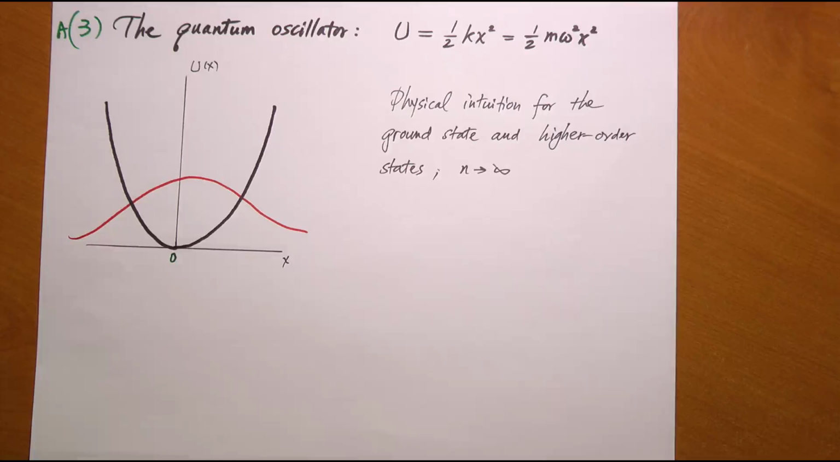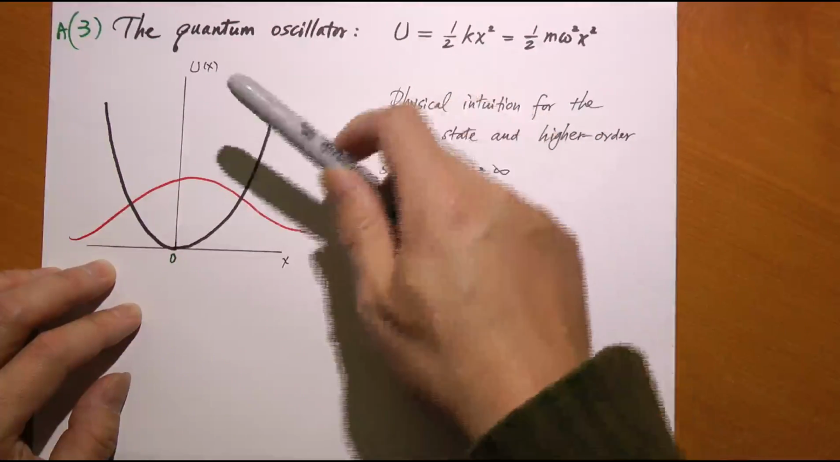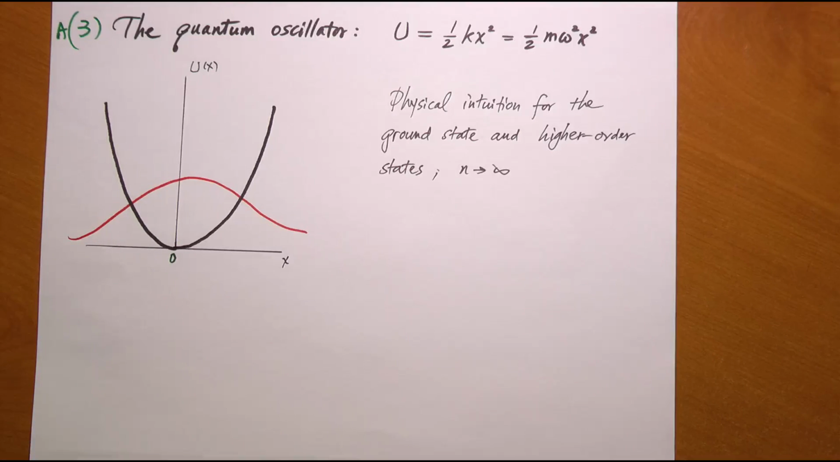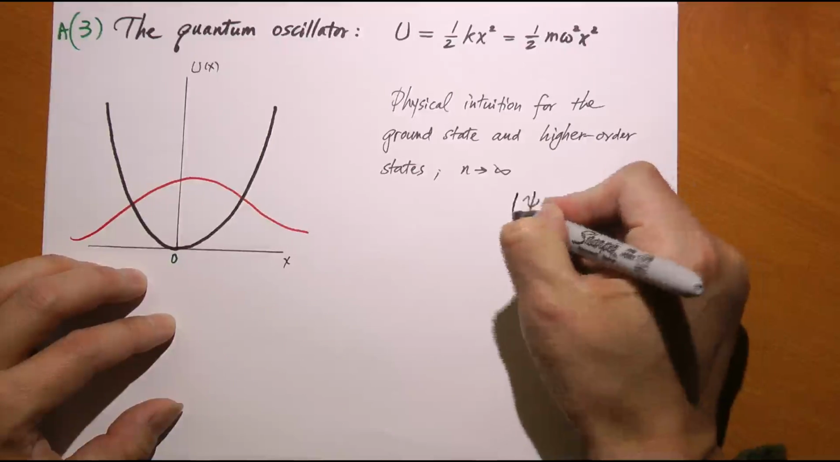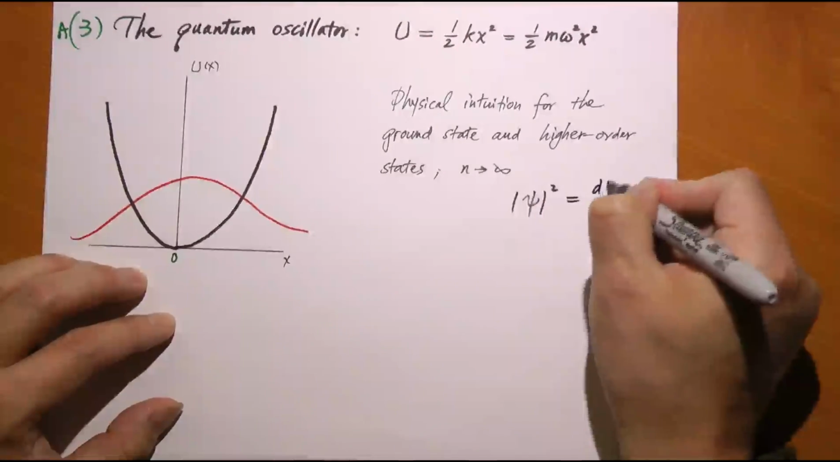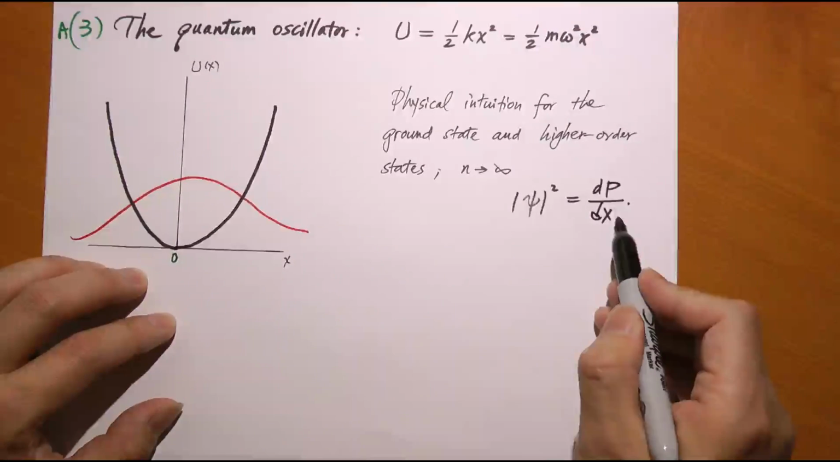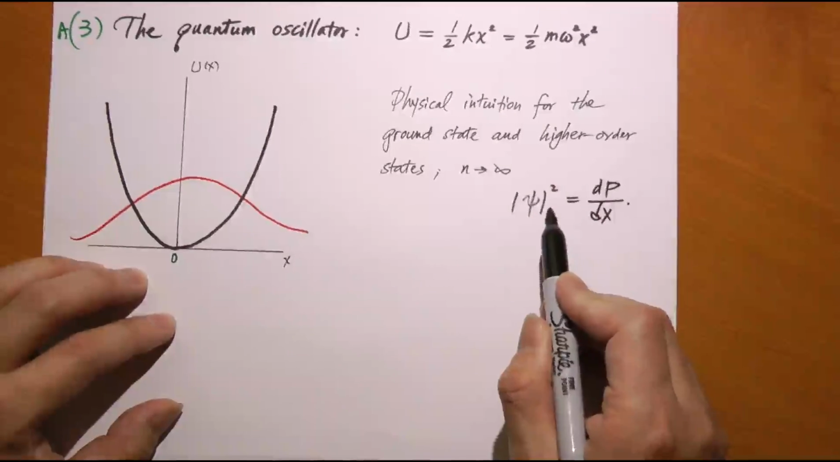Classically, how should you expect a particle trapped inside this potential to behave? Well, it's going to oscillate back and forth between two turning points. So what should the wave function look like? Remember, the wave function represents the probability, or more precisely, psi squared is dP over dx. What's dP? The chance of finding this particle between x and x plus dx. The higher this function, the more likely you can find that particle.